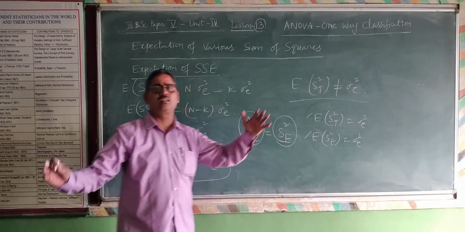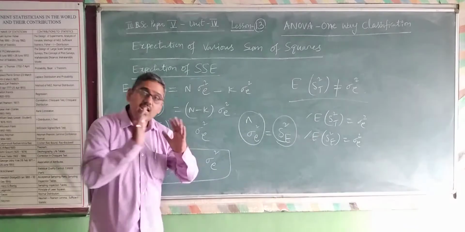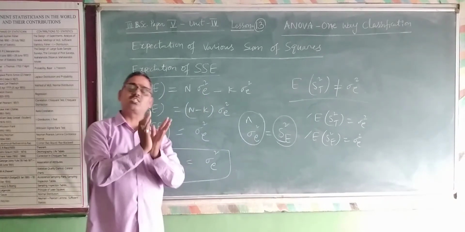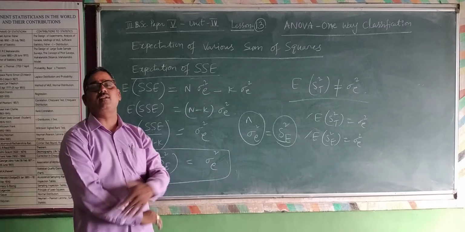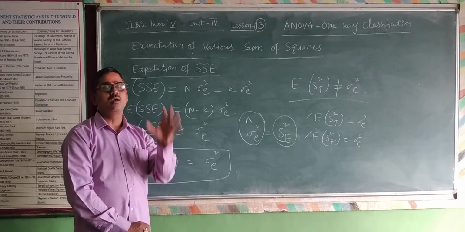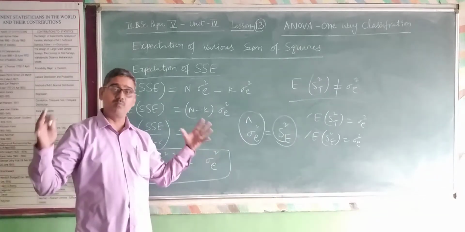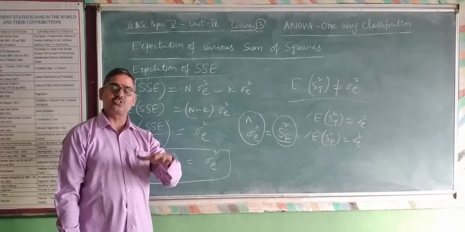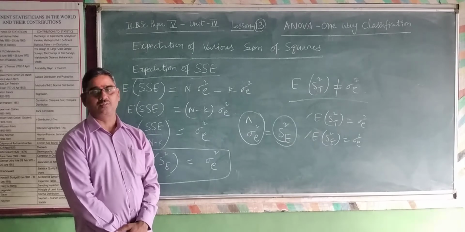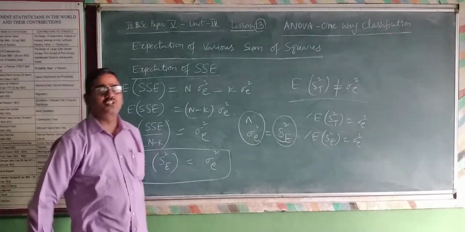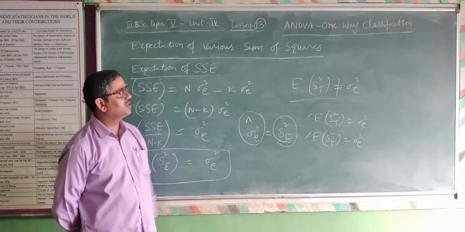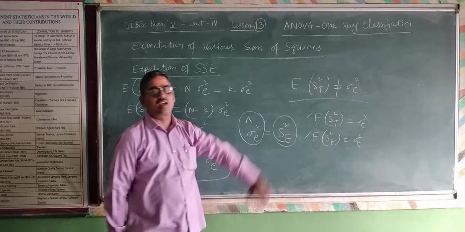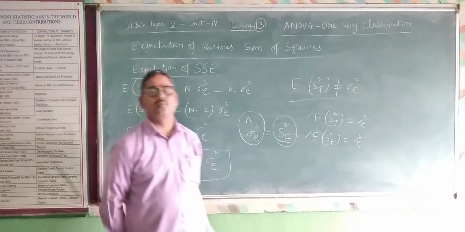If the question is the expectation of the various sums of squares of one-way classification, then you have to write the entire derivation. Otherwise, you need not write this entire part, as it will be a very lengthy answer. So see the question and write accordingly in the examination. This is the discussion of the expectation of various sums of squares in ANOVA one-way classified data. Thank you very much.